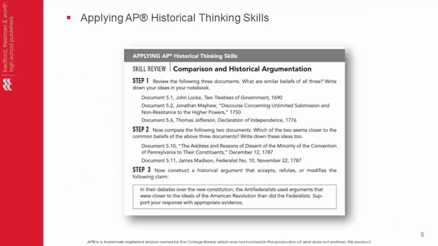Applying AP Historical Thinking Skills exercises encourage students to develop a historical argument through practice with each historical thinking skill. A step-by-step process reinforces each skill throughout the textbook. After your students have considered the documents in the chapter, the authors offer a step-by-step process for students to review the historical thinking skills, comparison, and argumentation. You'll notice that we've included quite a few documents here, much more than what you would find in a traditional short answer question. That said, the authors have included many traditional short answer questions in the book, all of which include secondary and primary sources.